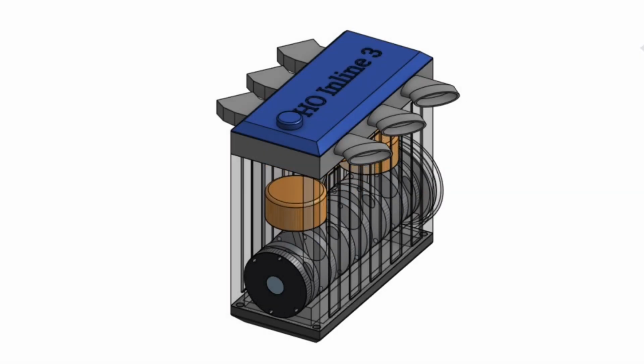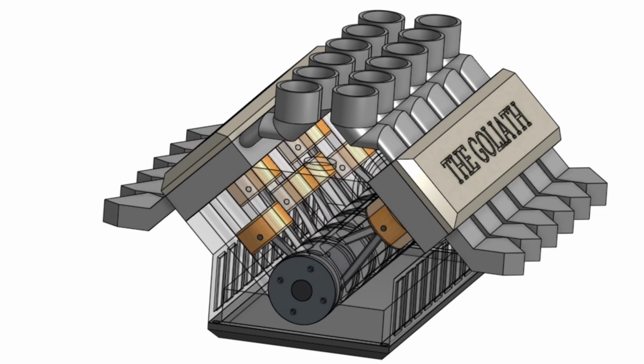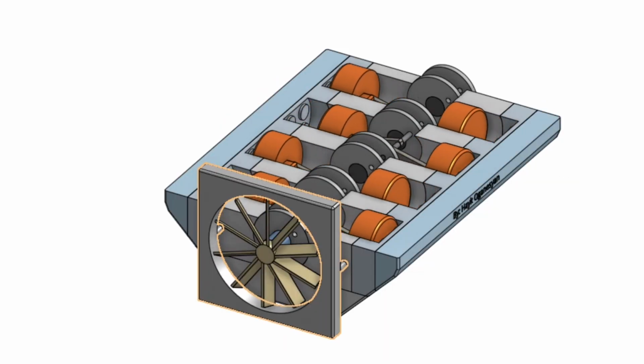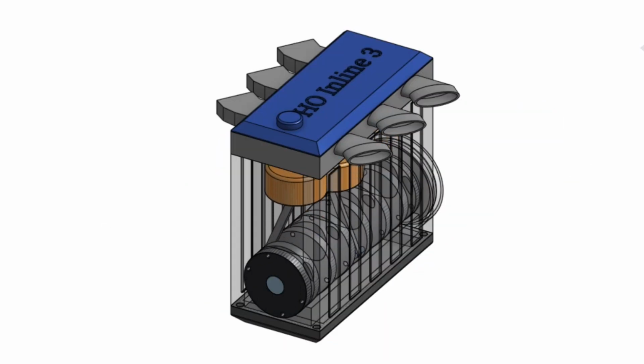So there are three types of engine designs. You have this one, which is an inline, you have a V configuration, and you have a boxer engine, also known as a flat motor. Now, an inline engine is a type of engine in which the cylinders are arranged in one row. So it's one next to another.